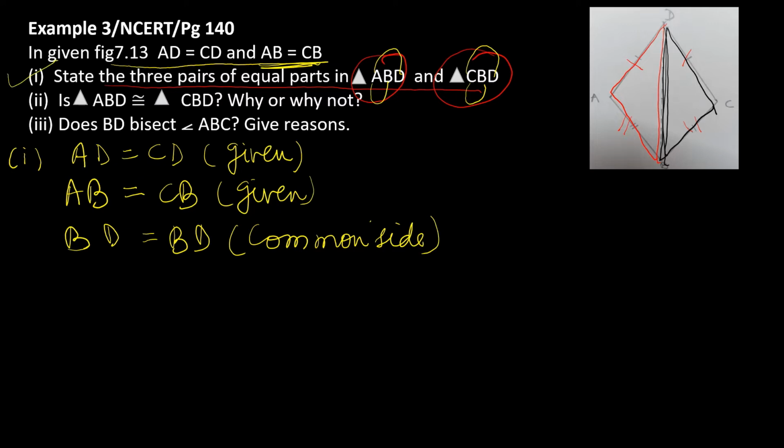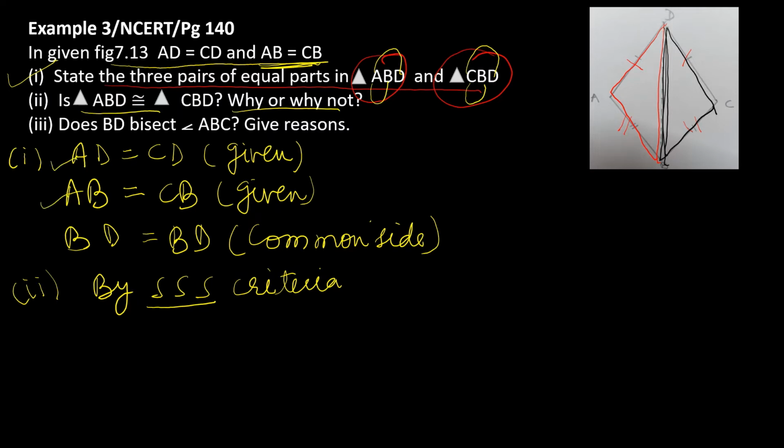Let us come to the second part. In this, we have to prove that these two triangles are congruent. If these are congruent, we have to give the reason. So you can see here these two triangles are congruent by SSS. We have done there are four criteria for the congruency. So by the side criteria, we can say triangle ABD is congruent to triangle CBD. You can see this AD is equal to CD, AB is equal to CB and BD is common. So we can say these three parts are equal. So by SSS criteria, the triangle ABD is congruent to CBD.